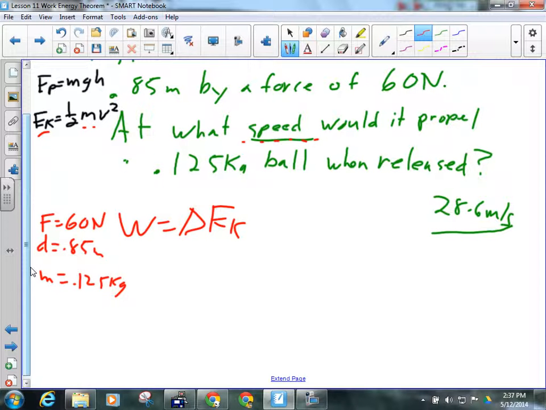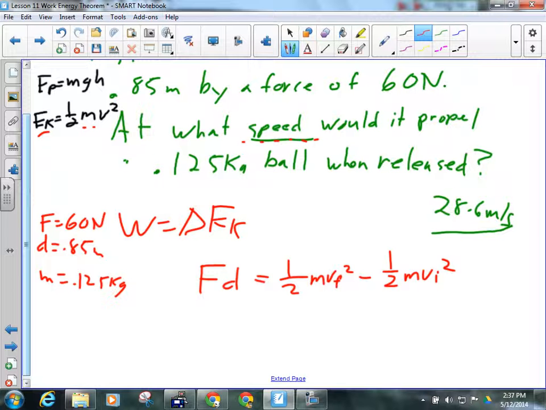Work is force times distance, and kinetic energy is 1/2 mv squared. But this is delta. What did we say delta meant last week? It's change, right? So that means the final kinetic energy, 1/2 mv_f squared, minus the initial kinetic energy, 1/2 mv_i squared. Now, we can simplify this a little bit.